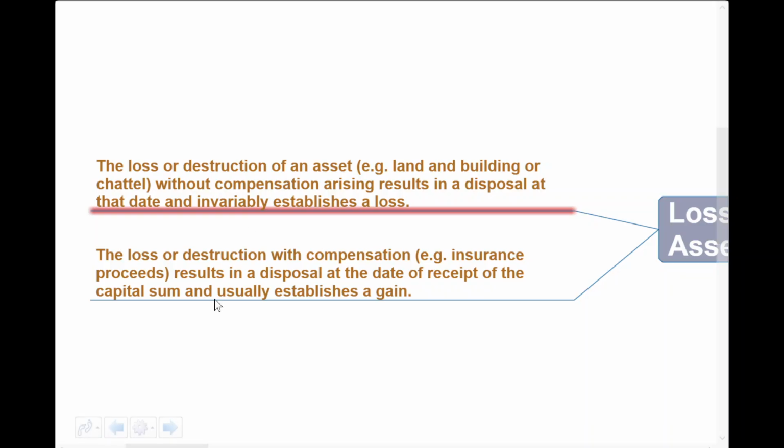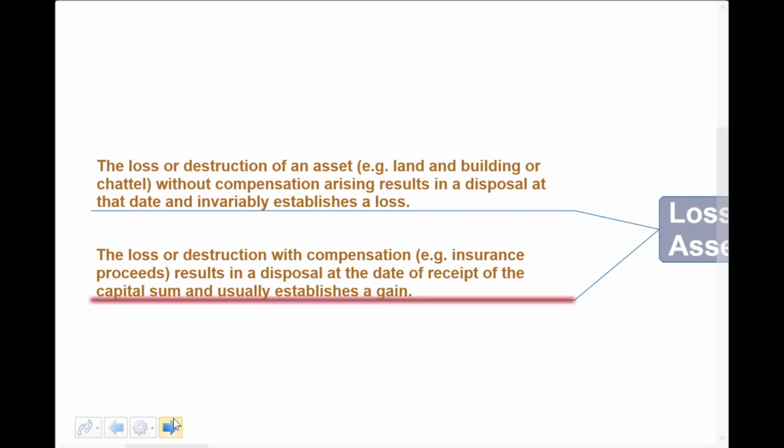Now, next scenario, a little bit more complex. Loss or destruction with compensation. So the asset got destroyed in a fire, but it was insured. So there were some proceeds, in effect, a capital sum. So that may well establish a gain. So look at the two different scenarios. One, no compensation, loss. Two, normally with compensation, probably a gain, just a normal disposal.